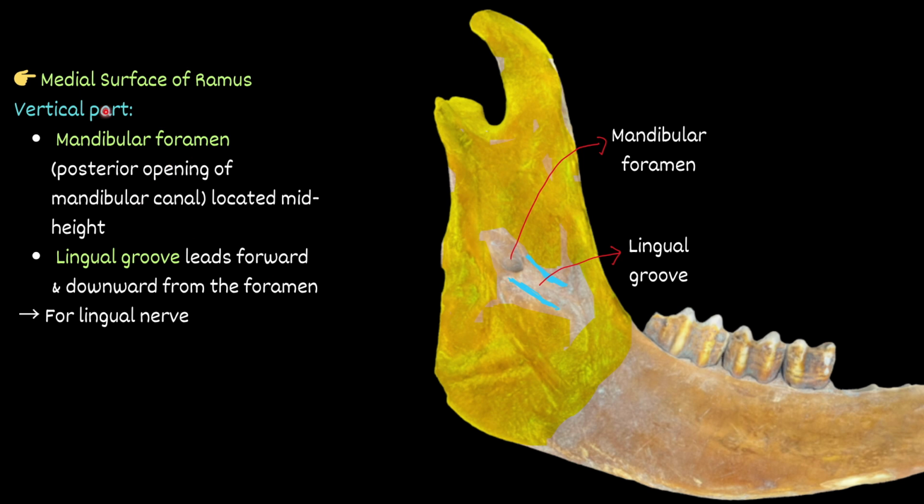Then the medial surface of the ramus in the vertical part. So this is the medial surface of the vertical part of the ramus. What will you find? You will find the mandibular foramen. You can see this is the mandibular foramen. It is the posterior opening of the mandibular canal, located at mid-height. From this mandibular foramen arises the lingual groove. The lingual groove leads forward and downward from the foramen, for the lingual nerve. So this groove is for the passage of the lingual nerve.